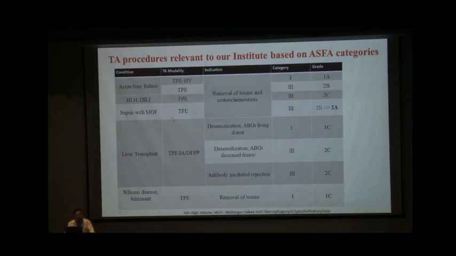Sepsis with multi-organ failure. Previously the recommendation was 2B, and now more evidence is available. In liver transplant patients, TPE, immunoadsorption, and DFPP. Sepsis in chronic liver disease? Yes, sir. Sepsis with multi-organ failure. It can be CLD patients or ALF patients, but we can take everything.